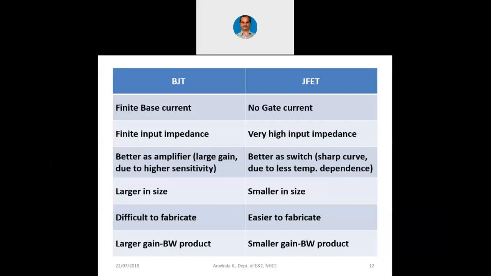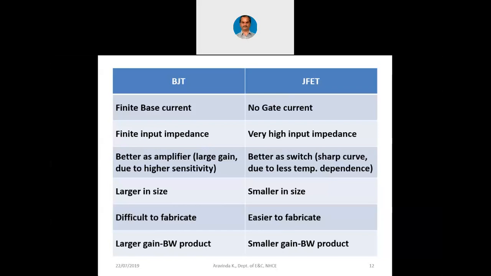Now, BJT is very difficult to fabricate. Why? You already know, dissimilar regions, dissimilar doping. Whereas in JFET, there are no distinct regions as such. There are only two regions, channel and the gate, and source and drain are identical. So it is easier to fabricate. Compared to BJT, JFET is easier to fabricate, which means it is easier to manufacture.